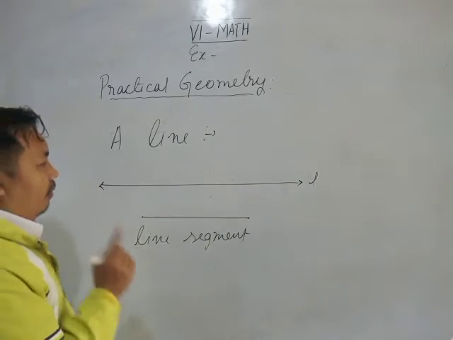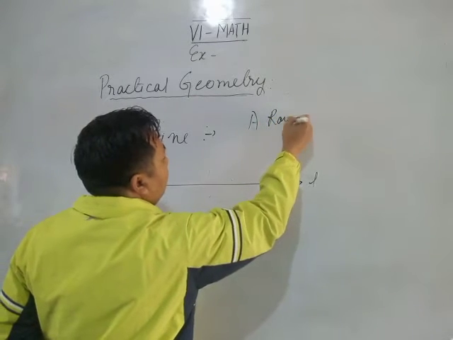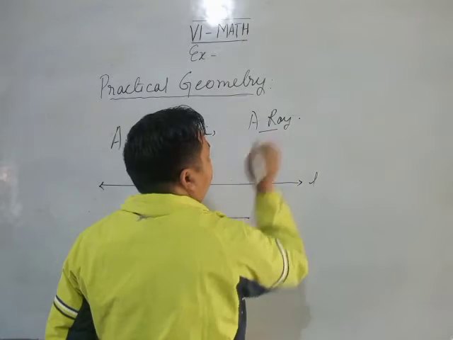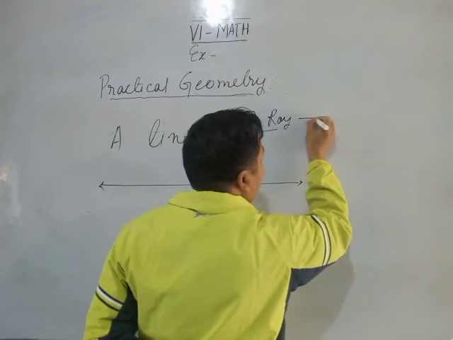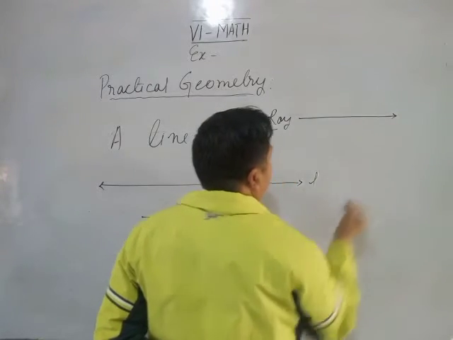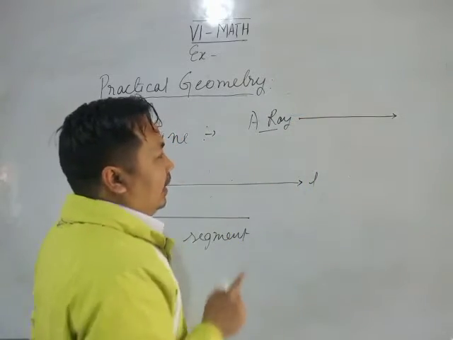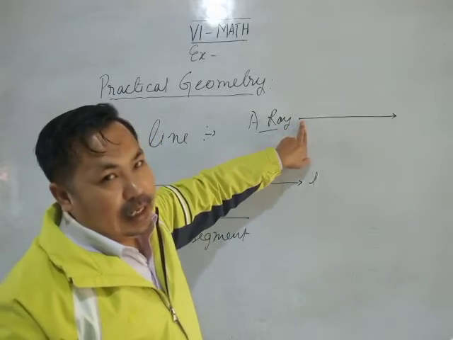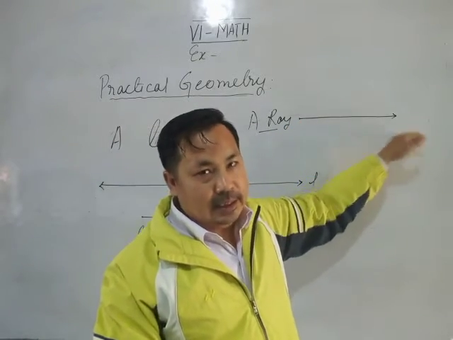And now a ray. What is a ray? See, this is a point. To know about the ray, we must take a point. From this point, a line starts and extends towards a direction endlessly. In this type of line, which is called a ray, you will find a starting point, and it extends in one direction endlessly. This is called a ray.